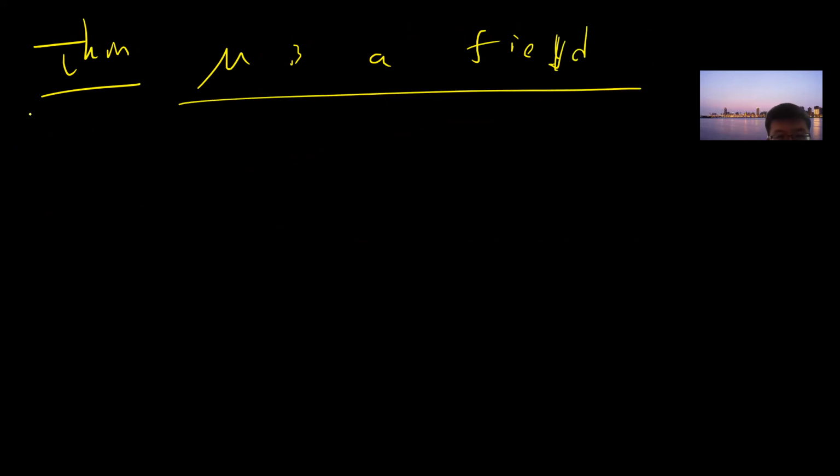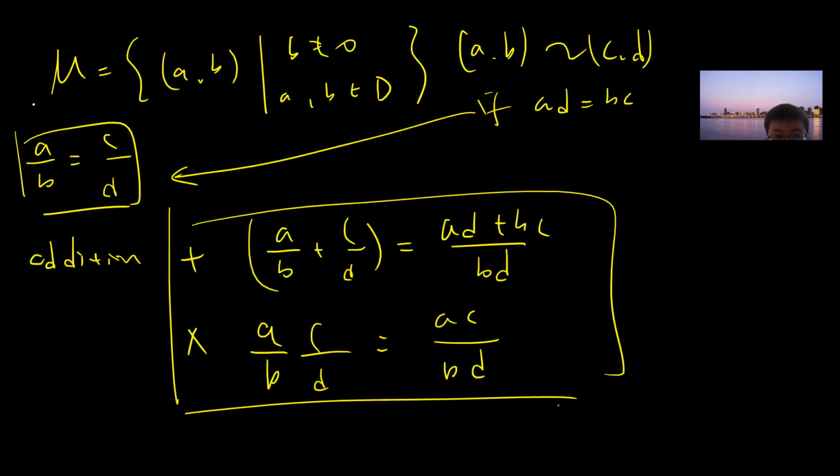Let's see the proof. First, let's quickly show why this is an equivalence relation. Let me change the color. First we need to prove that (a, b) is the same as (a, b). But this is trivial, because by definition (a, b) is the same as (a, b).